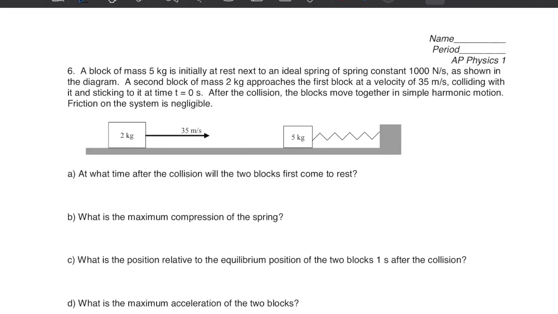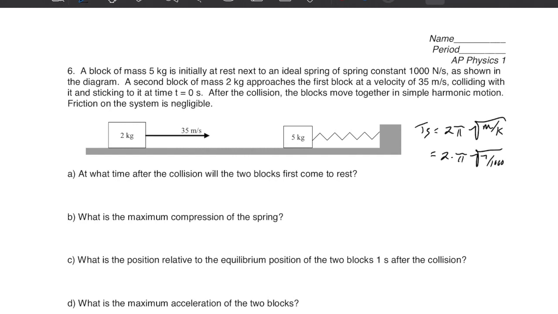Number 6. A block of mass 5 kilograms is initially at rest next to an ideal spring, spring constant 1,000 newtons per meter, as shown in the diagram. A second block of 2 kilograms approaches the first block at 35 meters per second, colliding with and sticking to it at time equals 0 seconds. So that's when the experiment begins. After the collision, the blocks move together in simple harmonic motion. So what we have is the 5 kilogram block at equilibrium with the spring, and when they hit, that's when it'll start in motion.